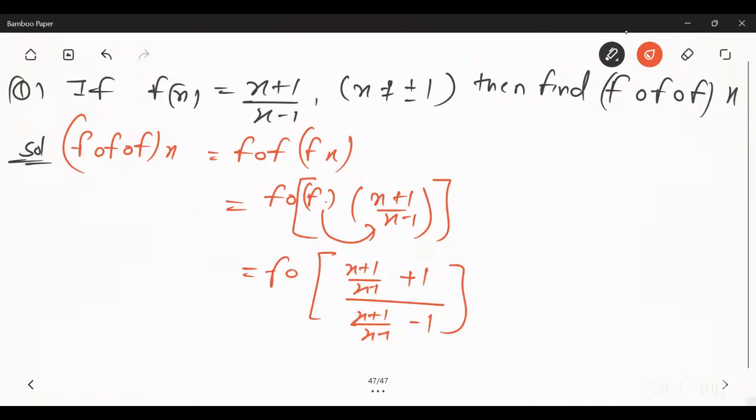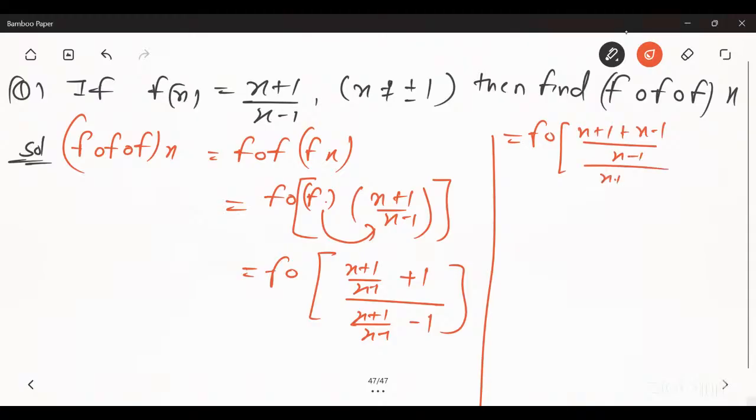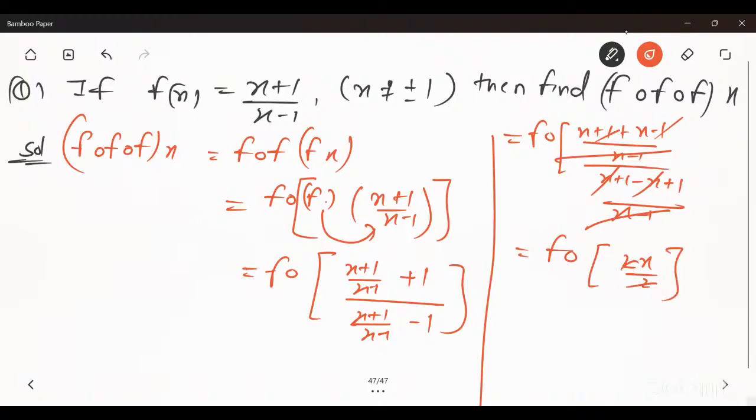So on taking LCM, you will get (x plus 1 plus x minus 1) upon (x minus 1), upon (x plus 1 minus x plus 1) upon (x minus 1). So that was cancelled, that term will be cancelled. So you will get 2x by 2, that means x. So f of x, that means in place of x you have to put that value. So (x plus 1) by (x minus 1) is the value of f of f(x).